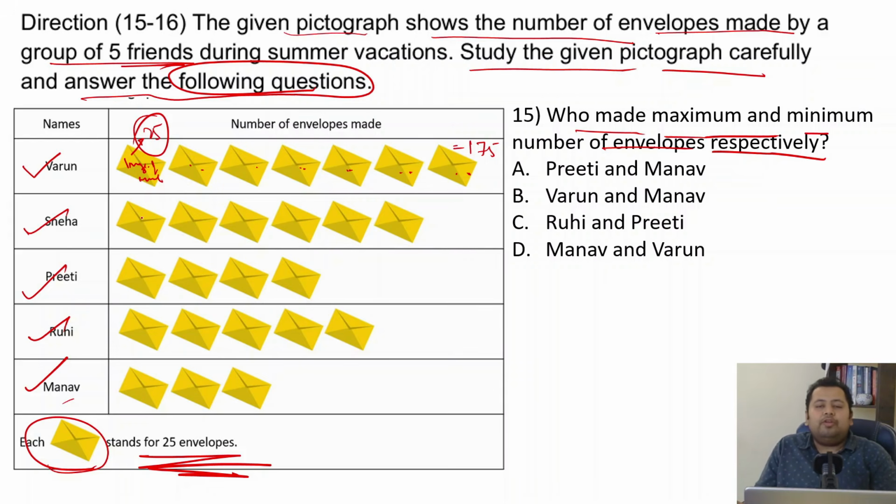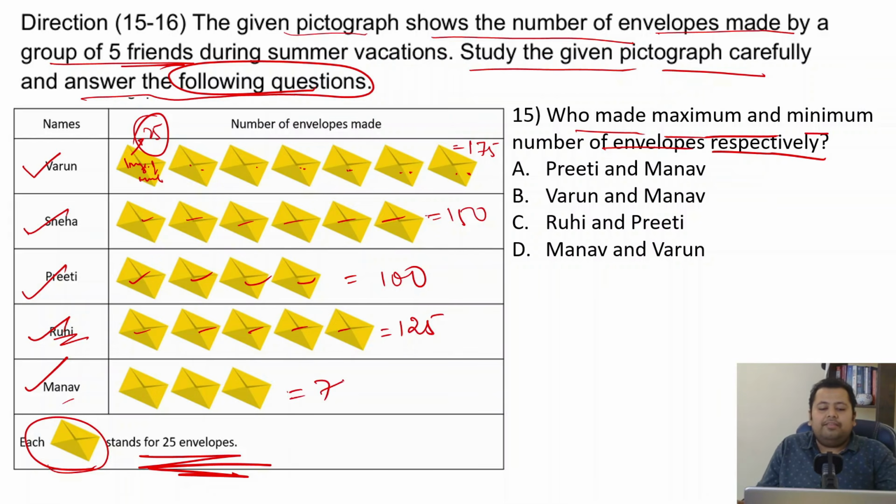So Varun made 175 envelopes. I'm sure you would have already done the table of 25, so I'll just go directly to the answers. Sneha has 1, 2, 3, 4, 5, 6. 25 times 6 is 150. Preeti has 1, 2, 3, 4. 25 multiplied by 4 is 100. Ruhi has 1, 2, 3, 4, 5. 25 multiplied by 5 is 125, and Manav has 75.